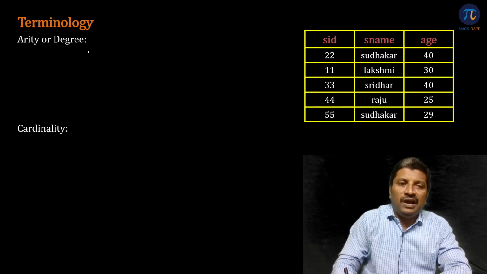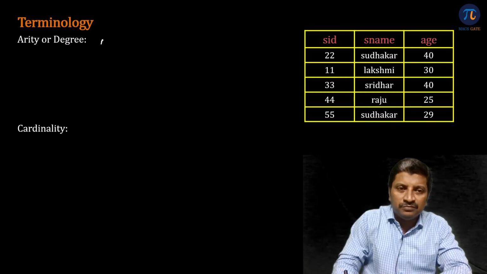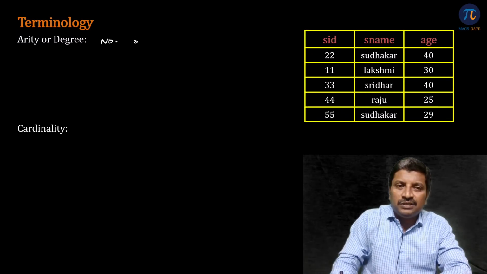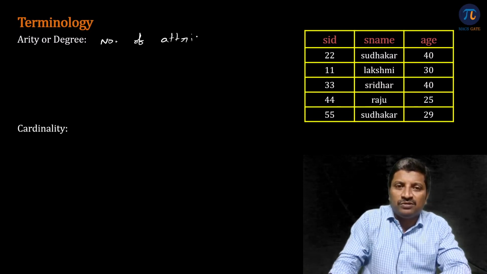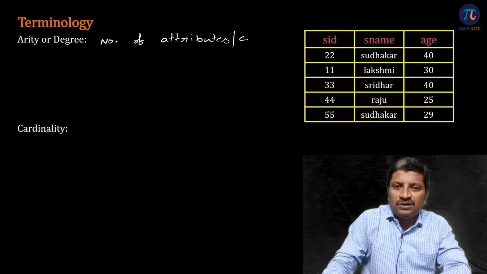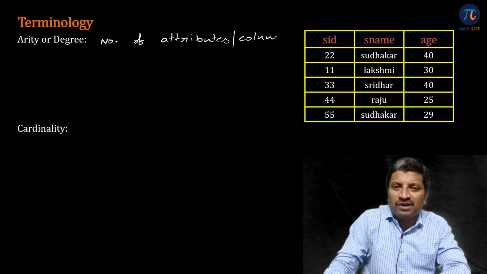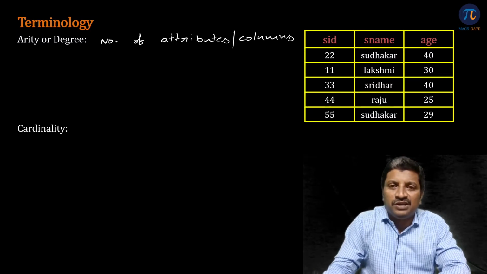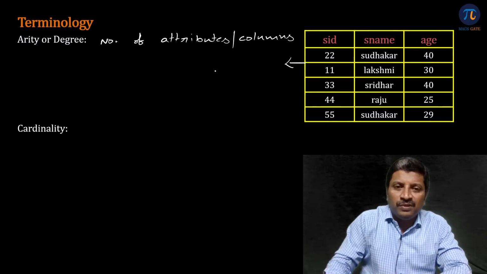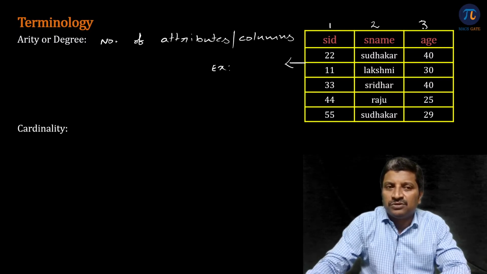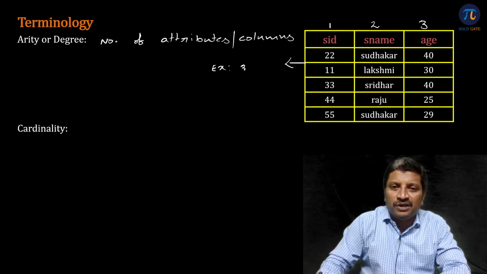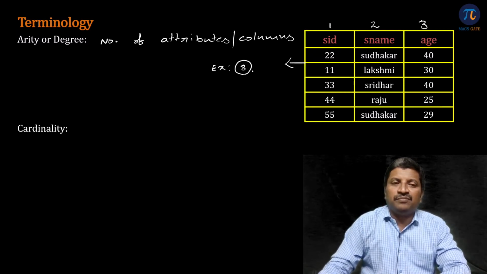The next one, arity or degree. Degree is the number of attributes of the given relation or table, or simply you can say the number of columns of a particular relation. In this example, can you tell what the degree of the particular relation is? We have 3 columns, so the degree of the particular relation is 3.